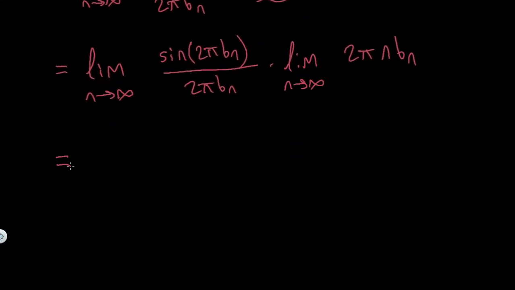Now let's finish it up. I know that this limit is 1. I just explained it. It's like sine of x over x. And for this part, I said that this limit is 1. So this is just a constant. I can take it before. And so it's going to be equal to 2 pi times 1, which is equal to 2 pi. And this is our answer. This limit is equal to 2 pi, and that's it.